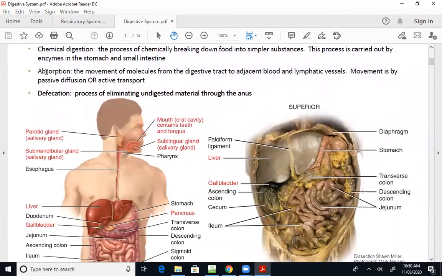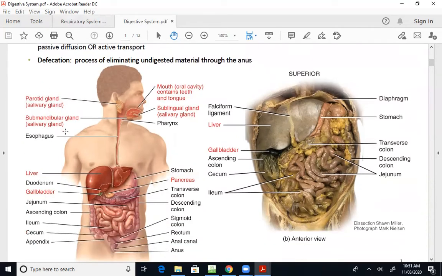And the whole goal and reason why we do that is for absorption, the movement of molecules from our digestive tract to blood and lymphatic vessels that are found within the walls of the tract, which can be done by passive diffusion or active transport processes. Really won't get into any of that. We don't absorb everything. Anything that's undigested, or we just didn't have enough time to absorb, is defecated out. That's what pooping is. We all know that, through the anus.